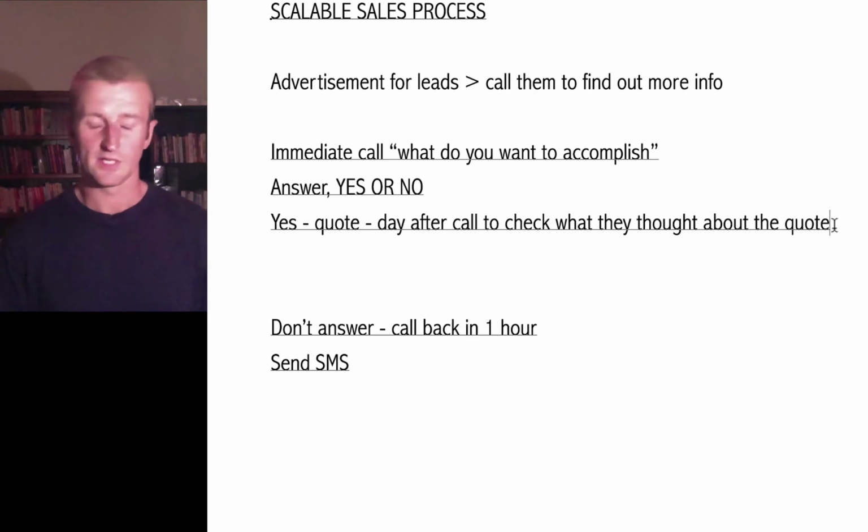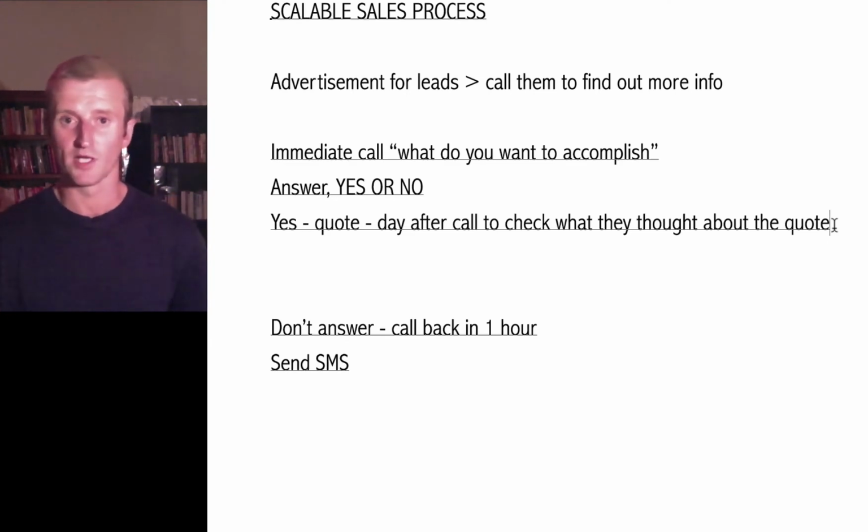And then you need to have the same procedure in place. If they answer, find out where they are in relation to the quote. Are they going ahead? Do they need more information? Are they just stalling? Figure out what their objections are. All of this kind of stuff. If they don't answer, again, do you call back within an hour? Do you call back the next day?